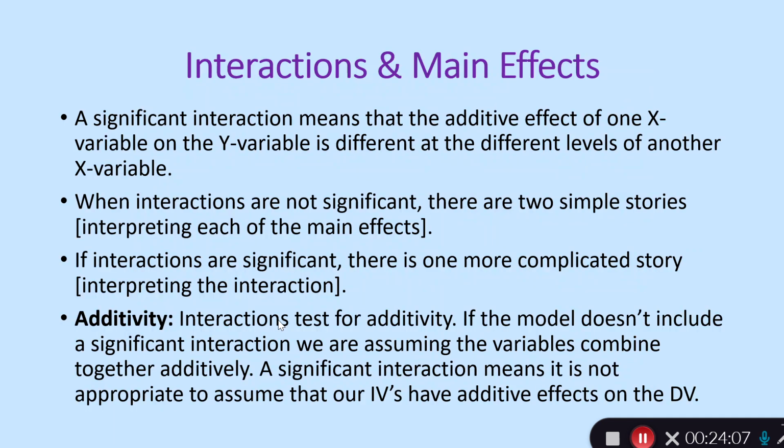When interactions are not significant, when we're interpreting the results of an ANOVA and we don't have a significant interaction, there are two simple stories that we can tell from the analysis, and that involves interpreting each of the main effects. They might both be significant, or only one might be significant, or neither. But when we don't have a significant interaction, the thing we focus on is any significant main effects.